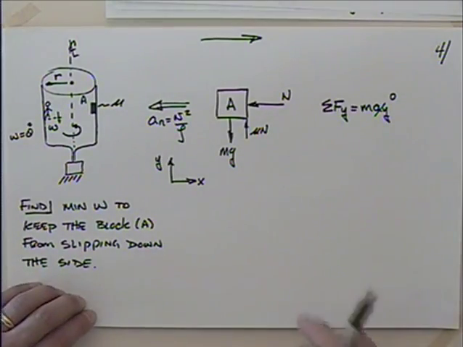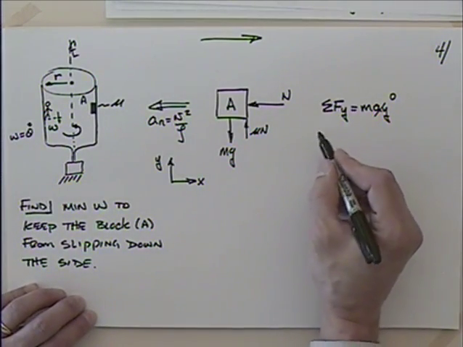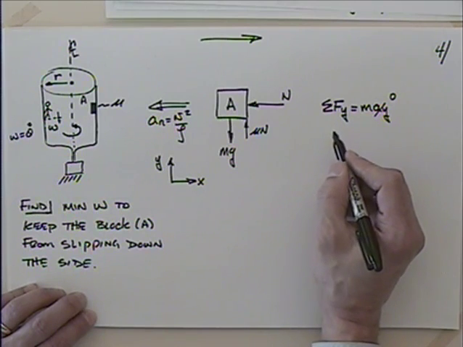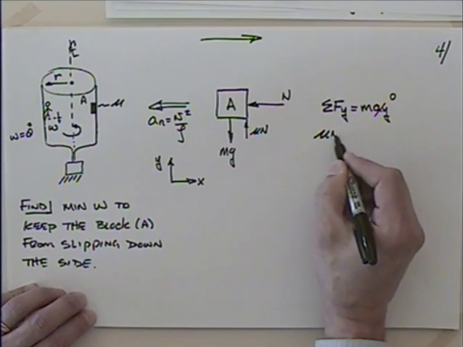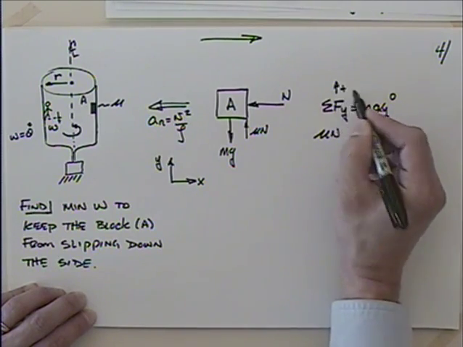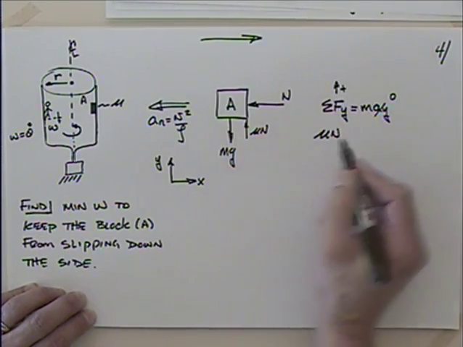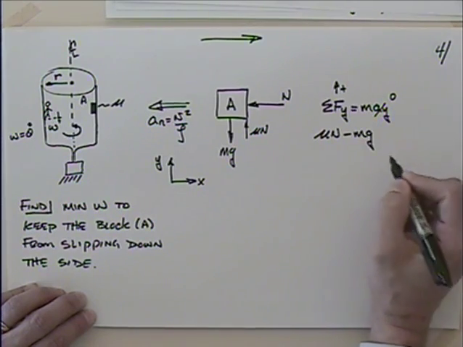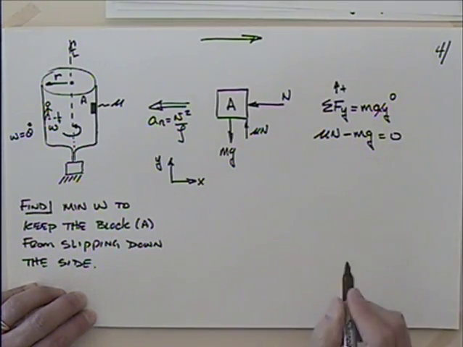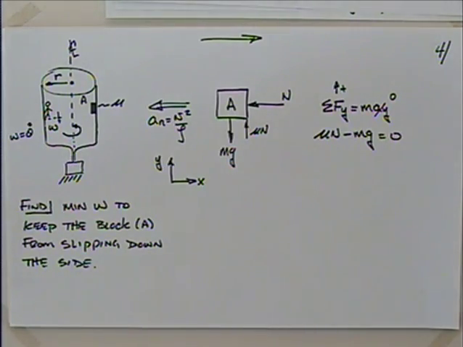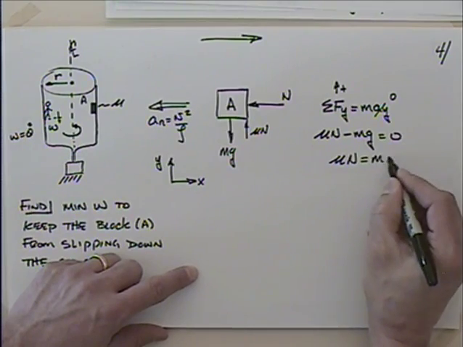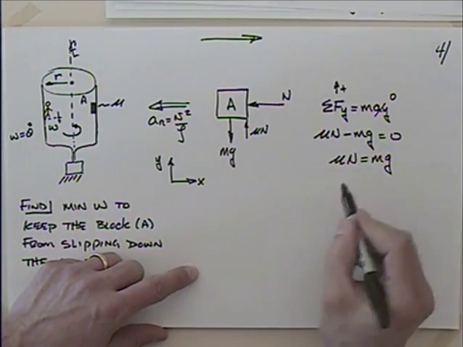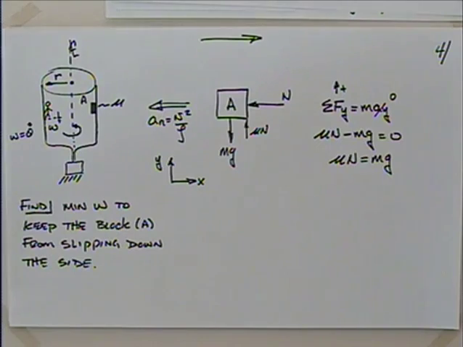Hoping that's 0. So I could say then that the sum of the forces in the y direction: I'm going to take up as positive, so I've got mu times n, that's acting up, minus mg is equal to 0. Okay, so I could say that the coefficient of friction times the normal force is equal to mass times the acceleration of gravity. And I'll leave that like that. We'll come in and probably use that for a substitution.